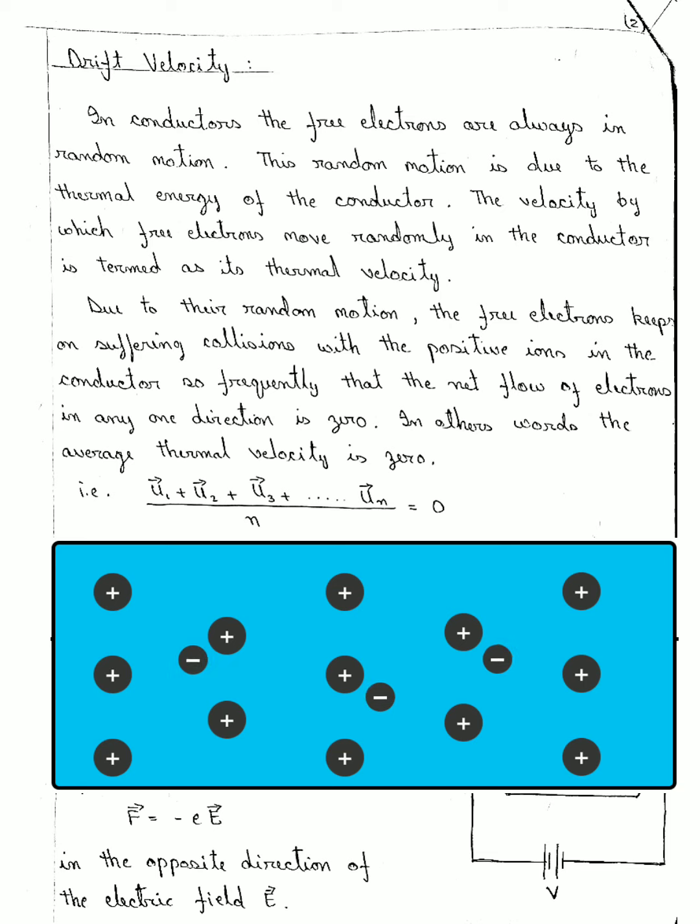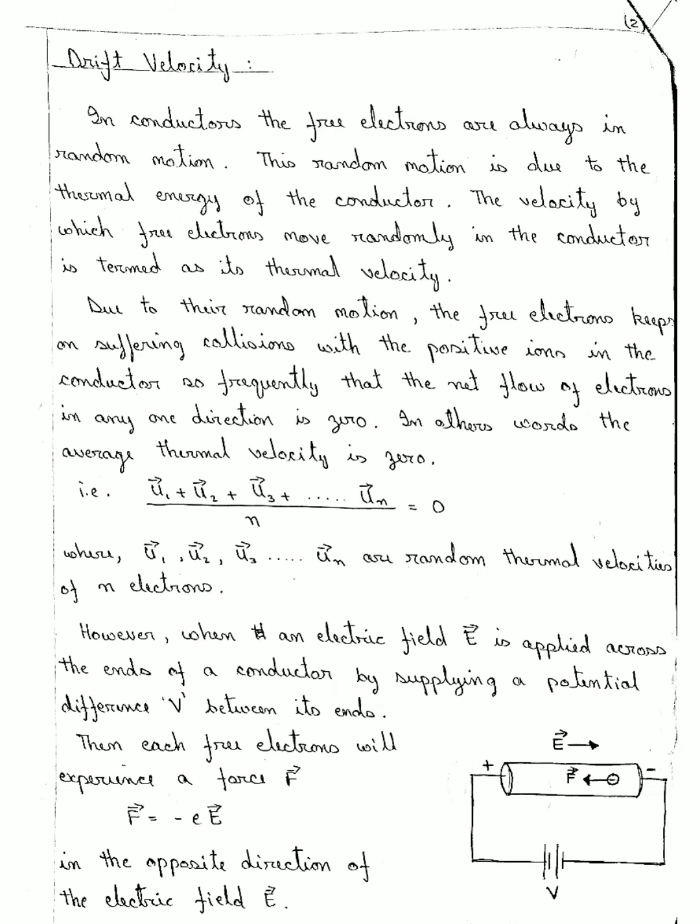Now we know that inside the conductor there are free electrons as well as positive ions which stay at one place. The electrons collide with these positive ions very frequently. Hence, the net flow of electrons in any one direction is zero. So there's no flow of electrons in one direction, and the current is zero.